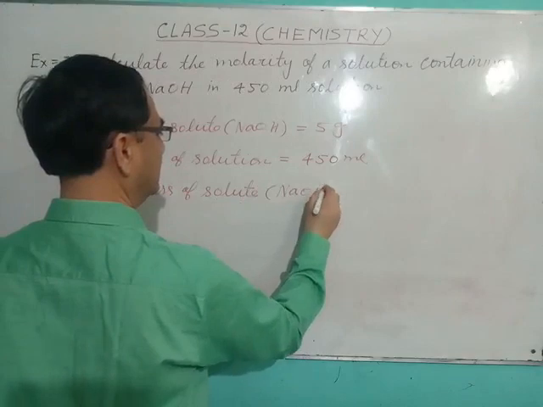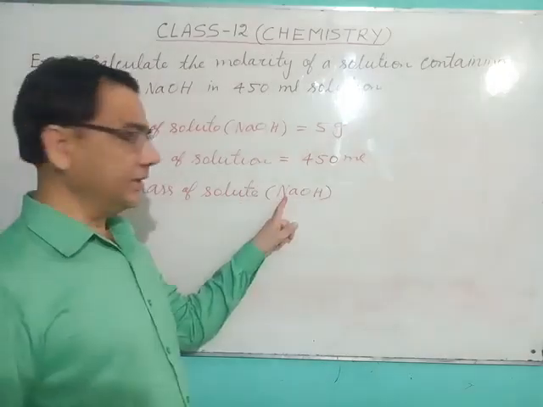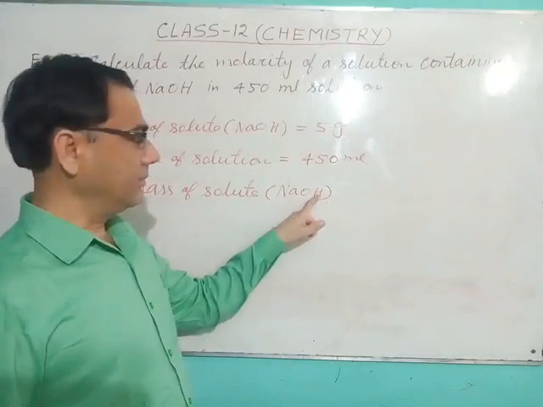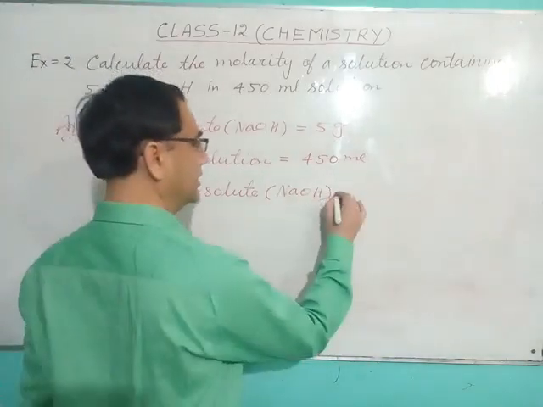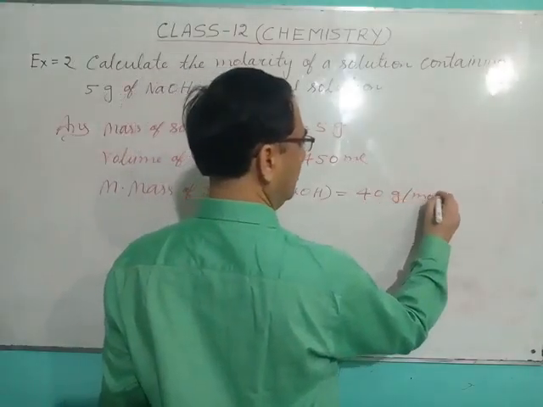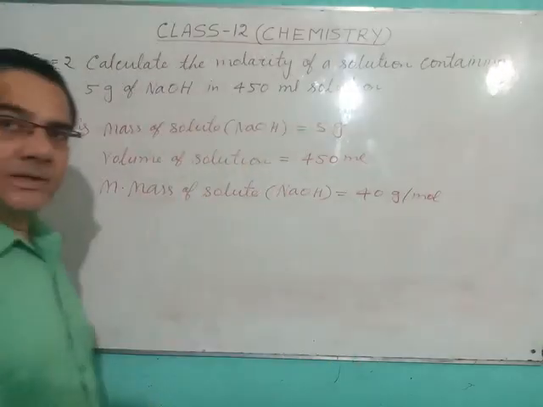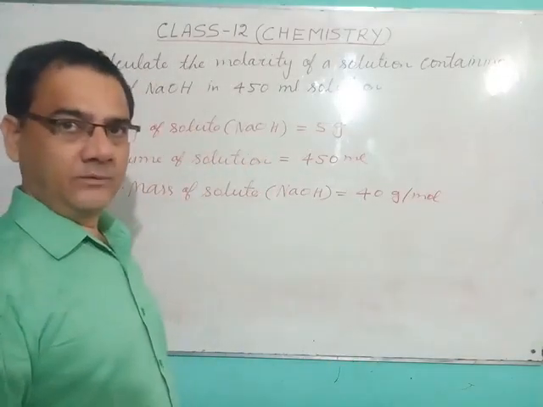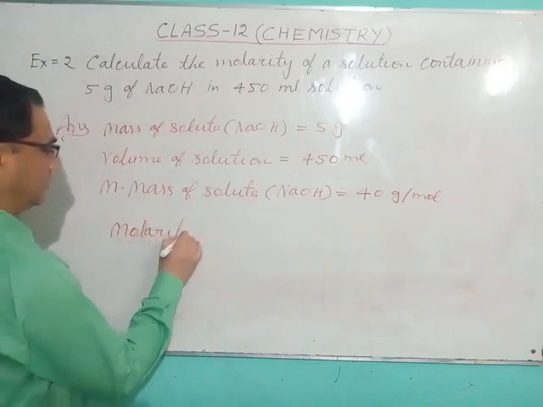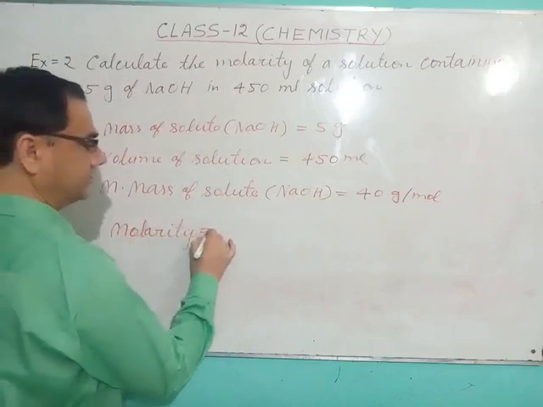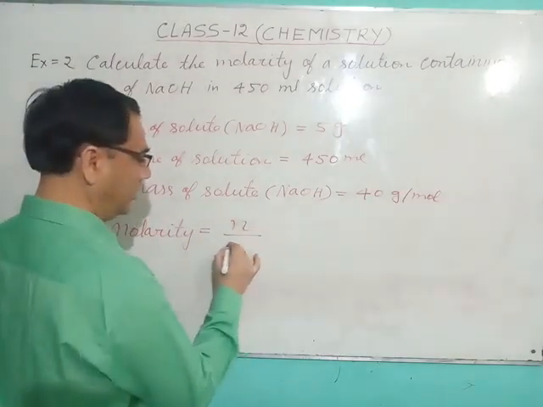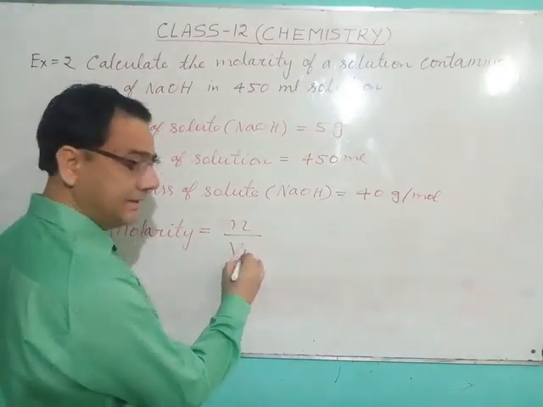NaOH. Sodium atomic mass 23, oxygen 16, hydrogen 1. So 23 plus 1 plus 16, that is equal to 40 gram per mole. Now we write the formula of the molarity. Molarity is equal to number of mole of the solute upon volume of solution in liter.